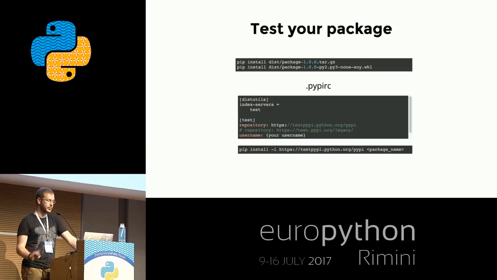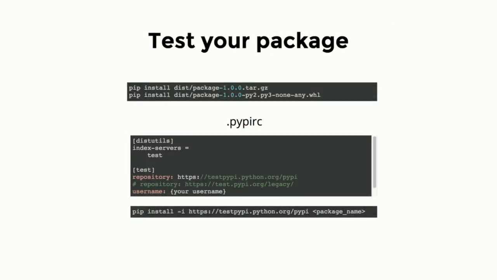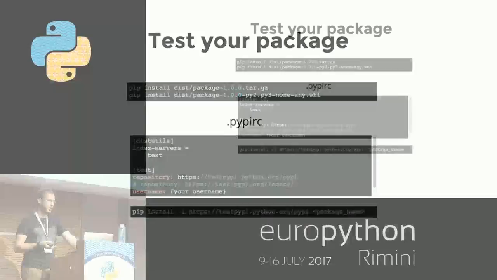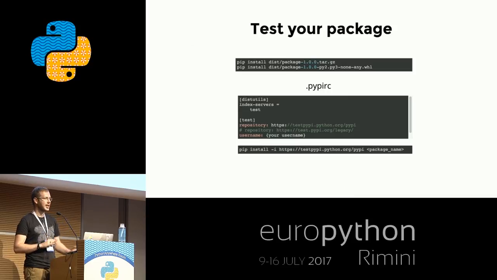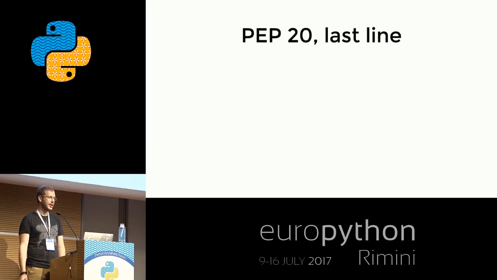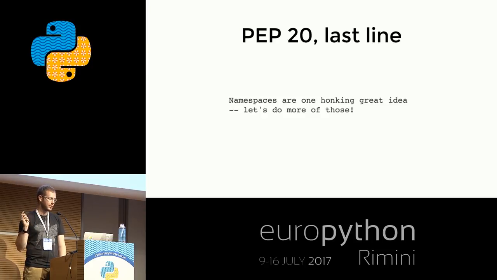And whenever you're done with the installation of your package, you just pip install -i, which stands for the index URL of your index, so of your test PyPI instance, and your package name, and that should install the package for you. If that works, then production PyPI will work for you too. So we have the package tested, and that's the last thing that I have. Next, incoming, PEP 20, last line.